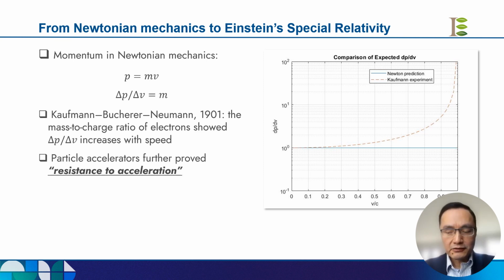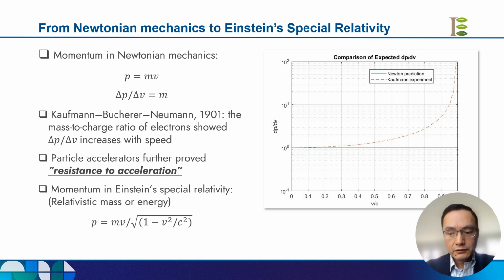Particle accelerators later further proved this resistance to acceleration, which means when the speed of a particle increases, the required momentum for the same speed change increases dramatically, and it reaches infinity when the speed approaches light speed.